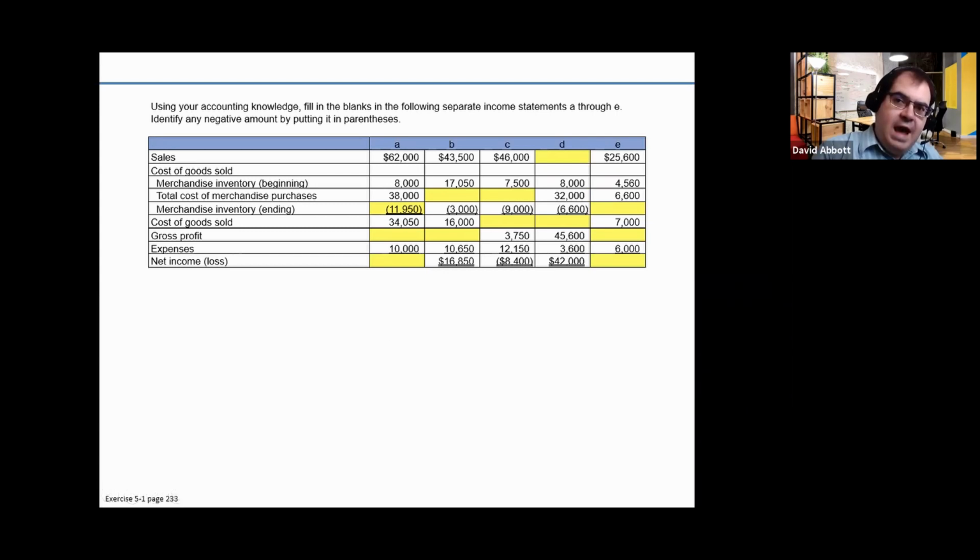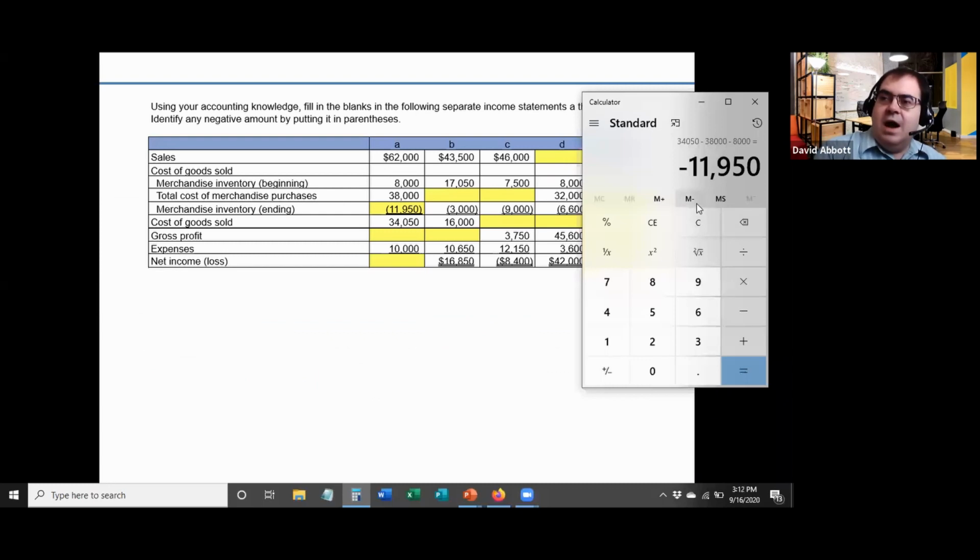So then from that, what we can do is figure out what the gross profit was. And to figure that out, we take their sales, which was 62,000, minus the cost of goods sold. We know then that our gross profit comes out to 27,950.